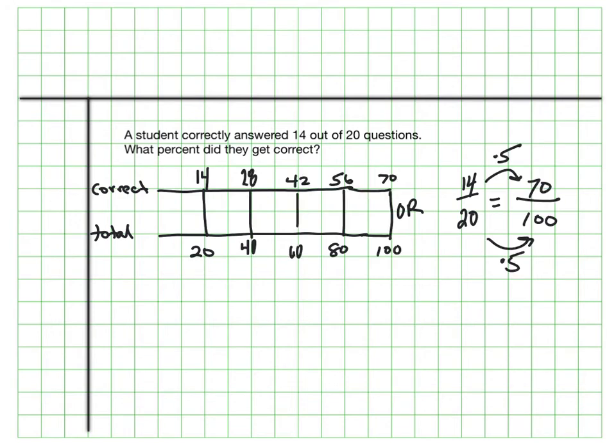How'd you do? Both using the double number line and using the equivalent ratio proportion format, I found out that that student must have earned 70% on the quiz, right? In my double number line, you can see I went by 20s for the total on the total line, and 14 on the top line, to keep those ratios equivalent all the way up until it was out of 100.